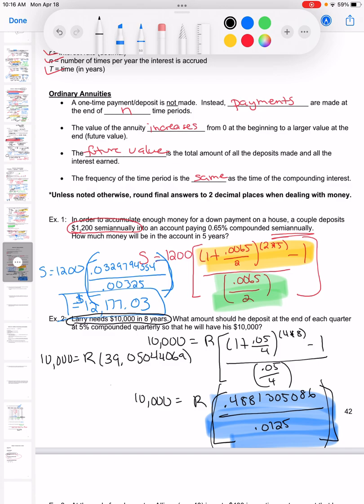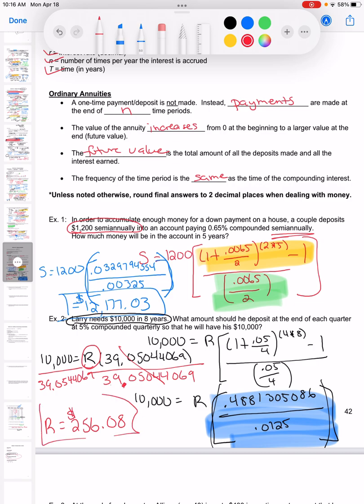I'm trying to get R by itself, so I'm going to divide by 39, whew, that's a decimal place. I'm going to divide by that 39, the whole thing. I'm not rounding. And that's going to tell me this answer I can round: if I want to have that $10,000, I need to deposit $256.08 every quarter. I keep putting that money in the account. After 8 years, the balance of the account will be $10,000.